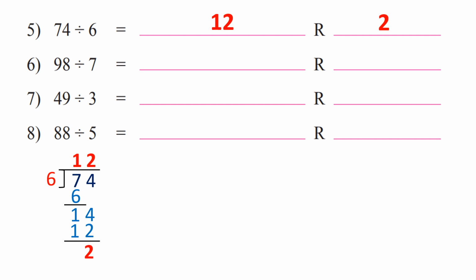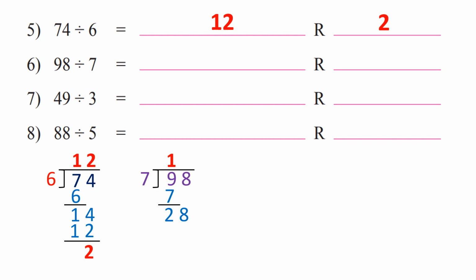The next number is number 6. 98 divided by 7. 9 divided by 7 is 1. 7 times 1 is 7. Then you subtract: 9 minus 7 is 2. Then bring down the next number, which is 8.